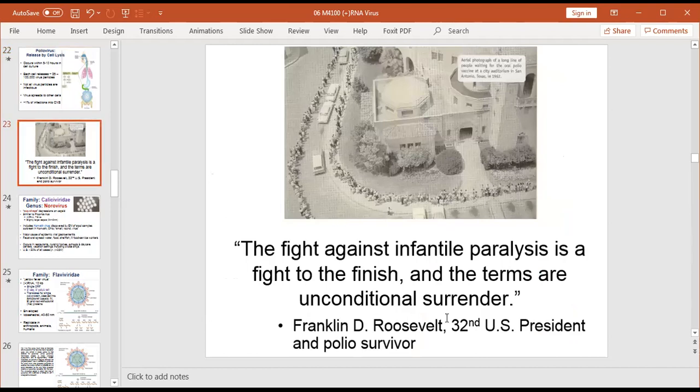Franklin Roosevelt, the 32nd US president, was himself a polio survivor, so he was a strong advocate for a vaccine against poliovirus, and he said that the fight against infantile paralysis is a fight to the finish, and the terms are unconditional surrender.